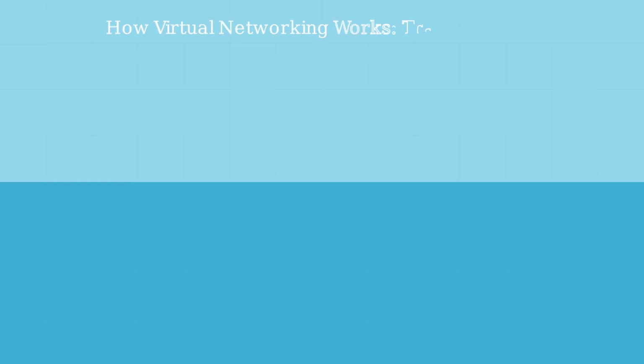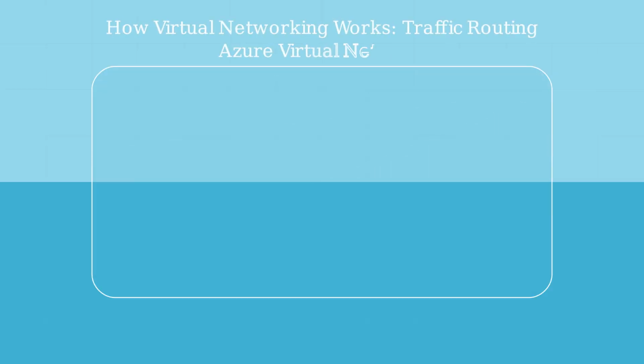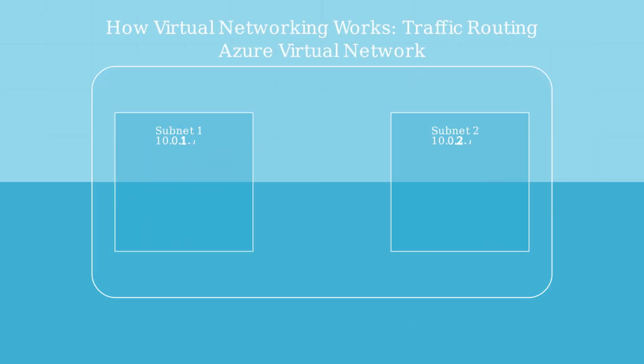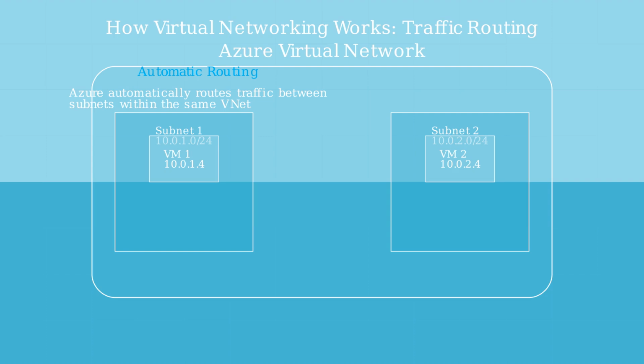Azure automatically routes traffic between subnets within the same virtual network. When you deploy resources like virtual machines in different subnets, they can communicate with each other by default without any additional configuration. This built-in routing means VM1 in subnet 1 can automatically communicate with VM2 in subnet 2. Traffic flows directly between the subnets.